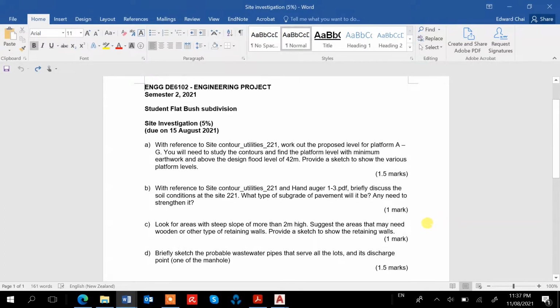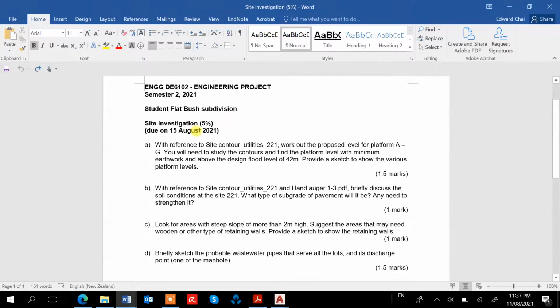Hi, hello, good evening. This is about the engineering project. Engineering is DE6102. So this is the student Flat Bush subdivision. This is 5% of work that needs to be submitted.